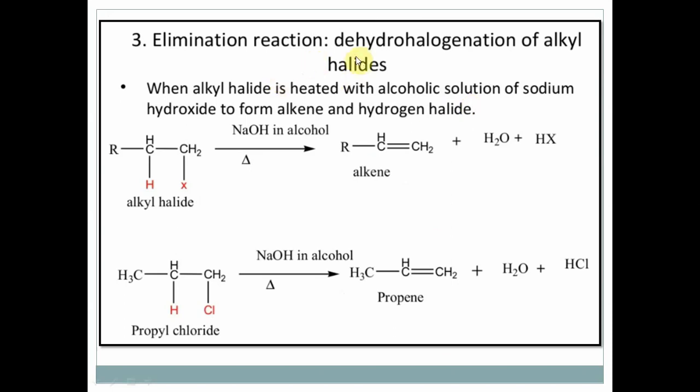Elimination reaction, or dehydrohalogenation of alkyl halide, is another important type of reaction. When alkyl halide is heated with an alcoholic solution of sodium hydroxide, it forms alkene and hydrogen halide. NaOH in alcohol, heated with alkyl halide, removes this halogen and hydrogen. Dehydrohalogenation takes place here and the corresponding alkene is formed. If we use propyl chloride with NaOH and heating, we get propene.